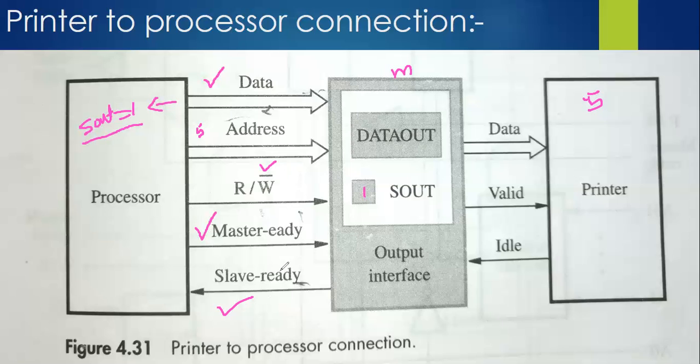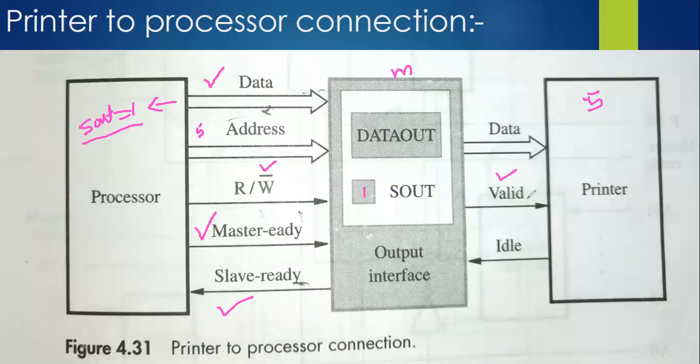Meanwhile, observe it. This data should be submitted to the printer along with a signal called valid. Remember, why are we sending this signal called valid? Sometimes there may be a control signal which should be communicated to the printer. We don't want everything we receive from the data out, or from the output interface, to be printed. No, that is not the case.